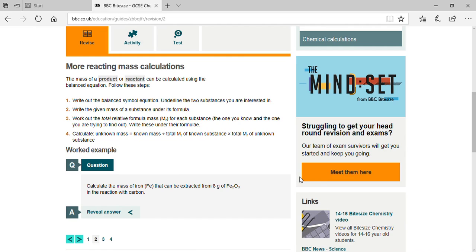Yeah, so relative formula mass is represented by Mr here, okay? So the formula is known mass divided by relative formula mass of the known substance, multiplied by the Mr of the unknown substance, okay? Then you will get your answer. Understand? Yeah. Here you can see one example.